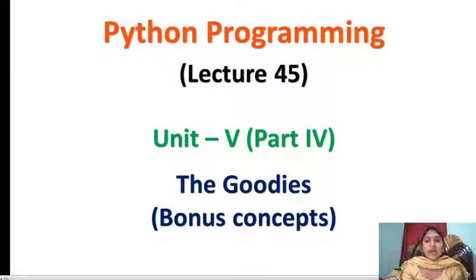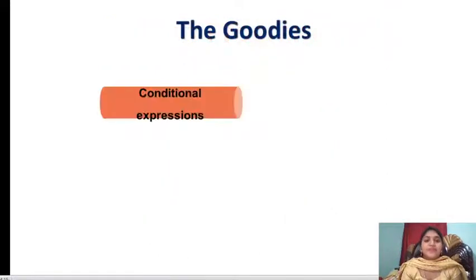So in this video I am going to discuss part 4 of unit 5, and this is the end of our unit, the end of our concept and the end of our syllabus, the JNTU Anantapur syllabus. In this video, the concept is goodies. It is a bonus concept for Python. So let's get into this video and see what is meant by goodies.